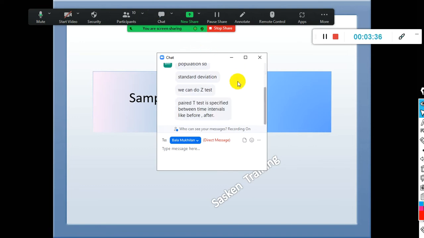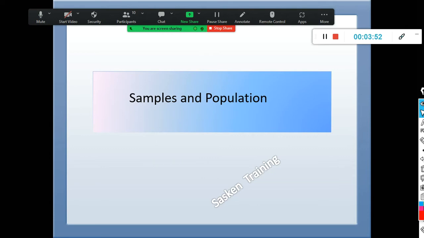Mukilan contributed: the paired T test is specified between time intervals, like before and after. Okay, we can say that. So like Mukilan, everybody please participate by typing the answer in the chat window. Let it make mistakes. Only when you make mistakes will you learn a lot. So don't feel shy.